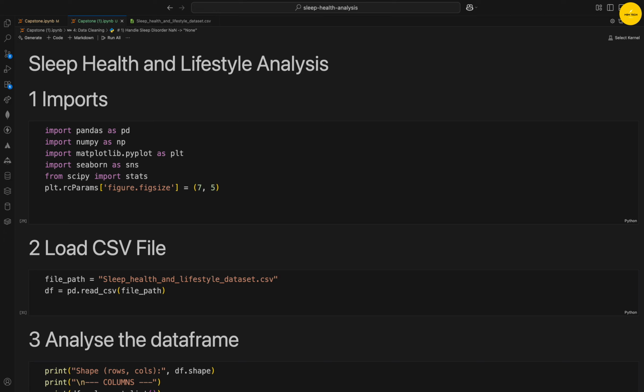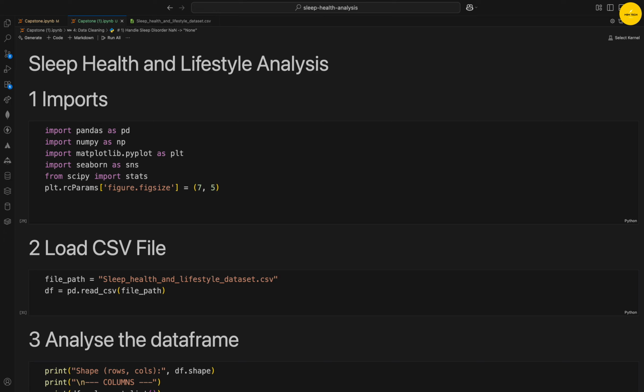Everyone. My name is Charu and today I will be presenting my Capstone project on sleep health and lifestyle analysis. My main goal was to use the data to understand which factors have the biggest impact on a person's sleep. For this analysis, I used the Python programming language along with the Pandas library to manage the data and the Matplotlib and Seaborn libraries to create all of my charts.